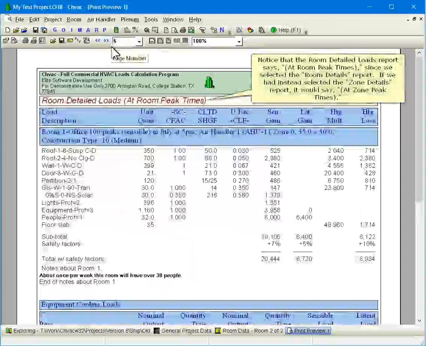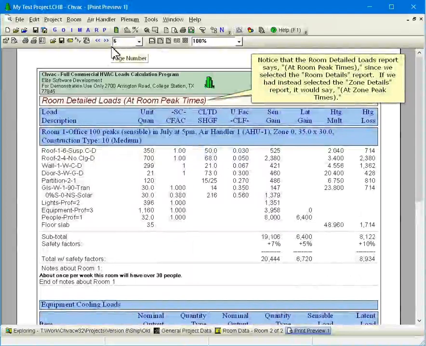Notice that the Room Detailed Loads report says at room peak times, since we selected the Room Details report. If we had instead selected the Zone Details report, it would say at zone peak times.